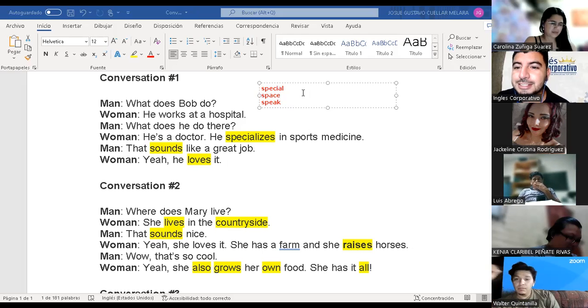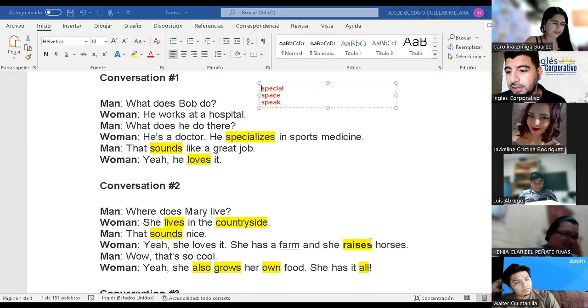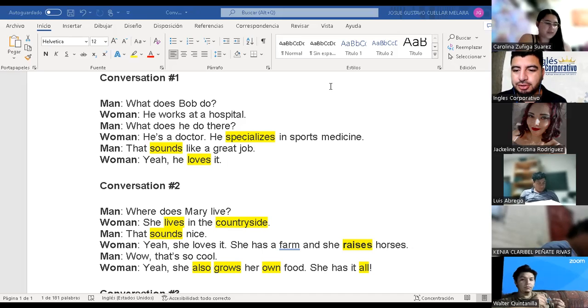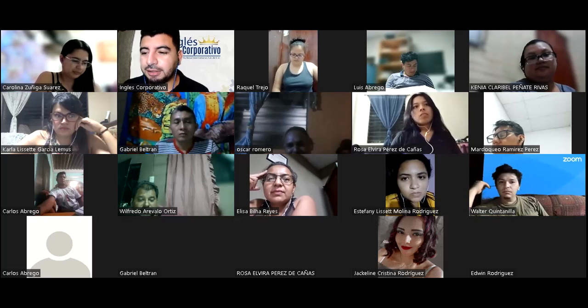Good. Recuerden, special. Porque me están diciendo special. And it's special. Okay. You know, that's kind of difficult, but it is necessary. Student, school, special, space. No tenemos estos sonidos, digamos, en el español, ¿verdad? La S con otra consonante. Ok.